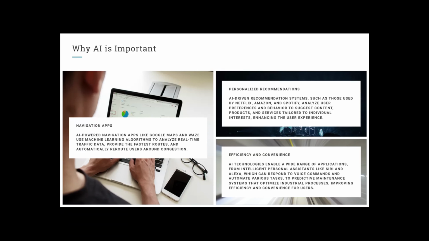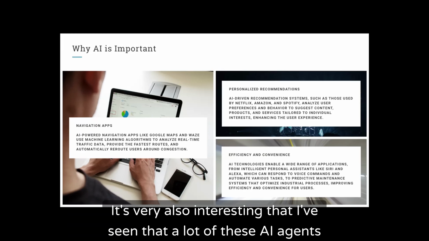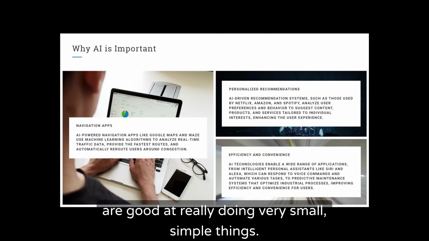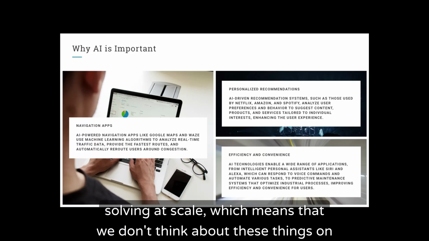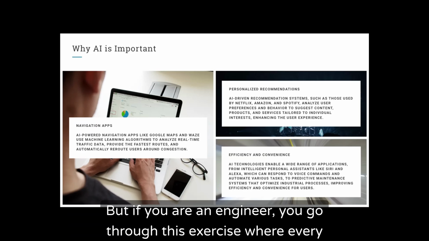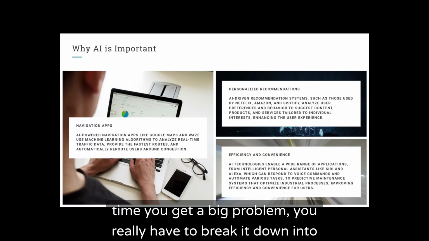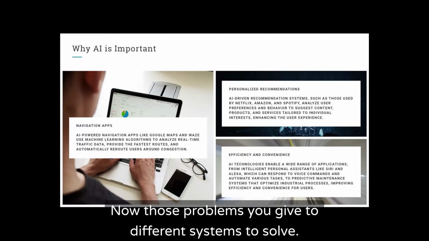Now, it's also very interesting that I've seen that a lot of these AI agents are good at really doing very small, simple things. So you, as a human, will have to really understand how to do problem solving at scale, which means that we don't think about these things on average. But if you are an engineer, you go through this exercise where every time you get a big problem, you really have to break it down into multiple small pieces of problems. Now, those problems you give to different systems to solve, right?